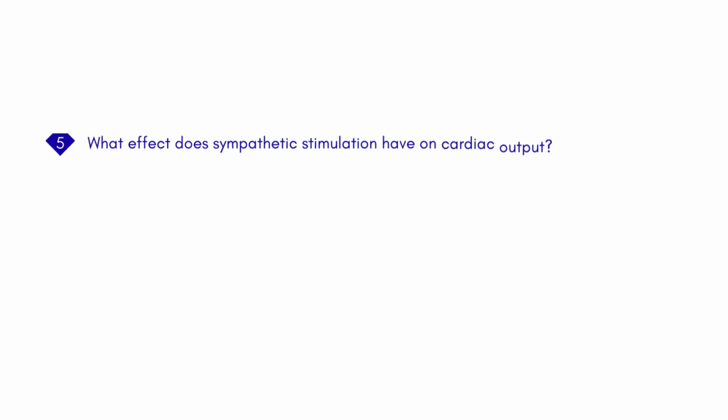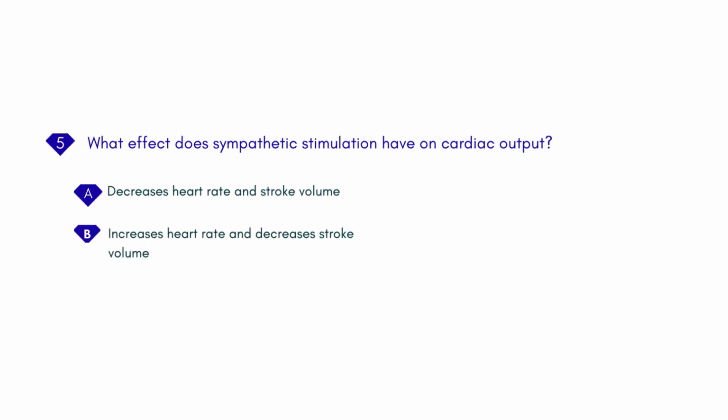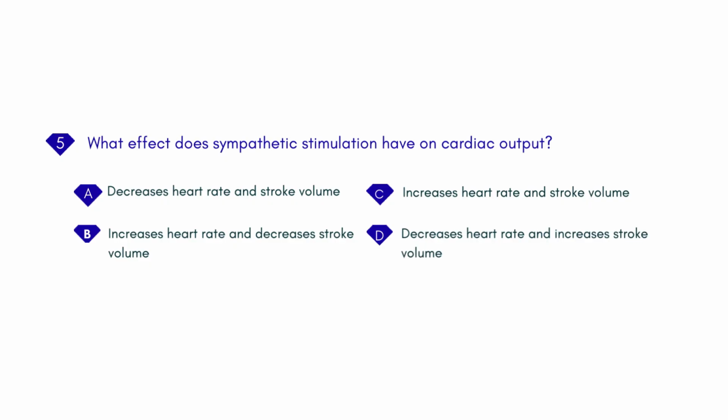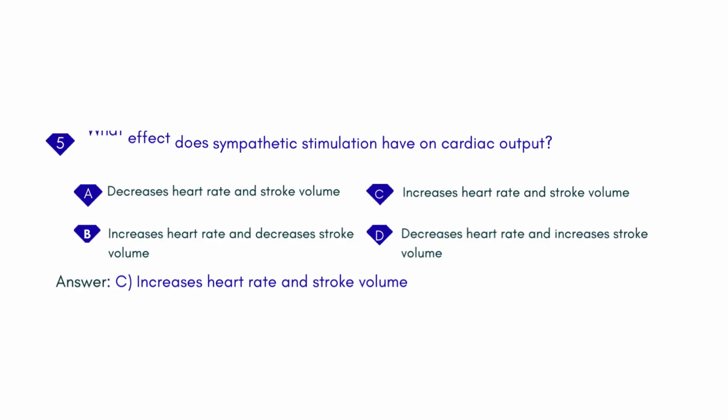What effect does sympathetic stimulation have on cardiac output? A. Decreases heart rate and stroke volume. B. Increases heart rate and decreases stroke volume. C. Increases heart rate and stroke volume. D. Decreases heart rate and increases stroke volume. Answer C. Increases heart rate and stroke volume.